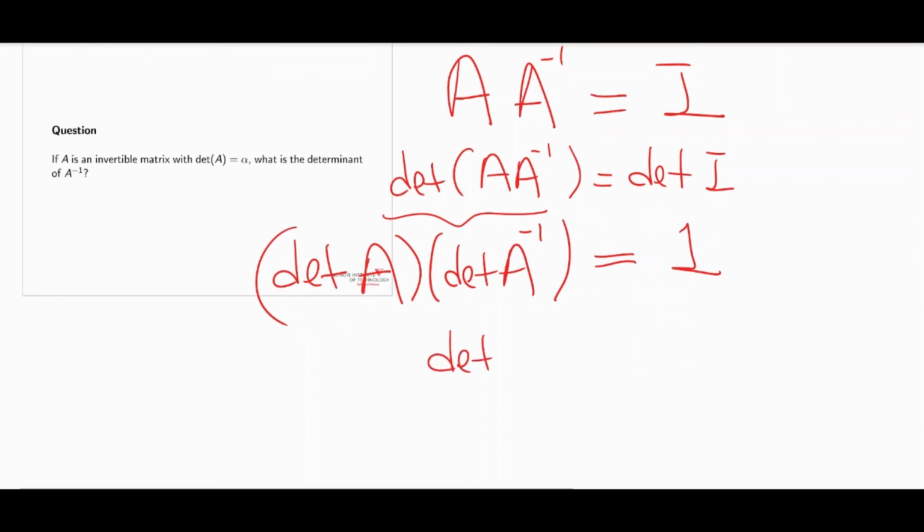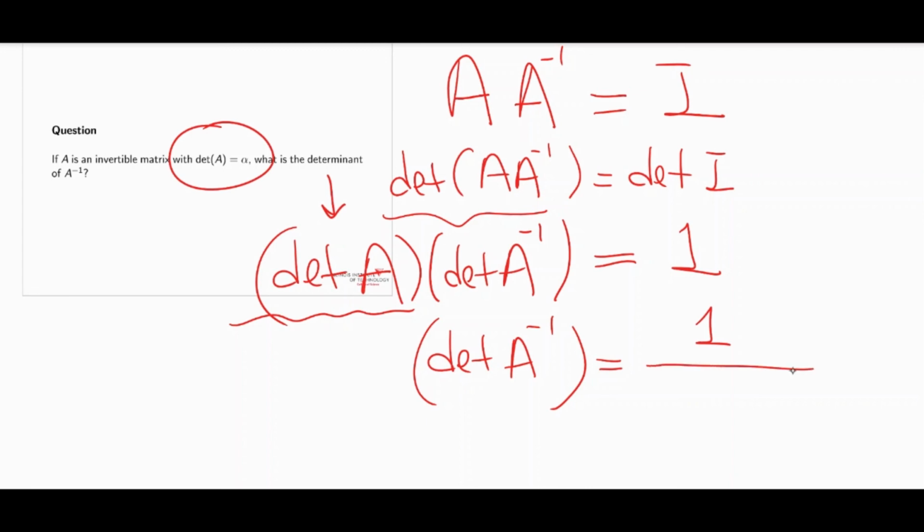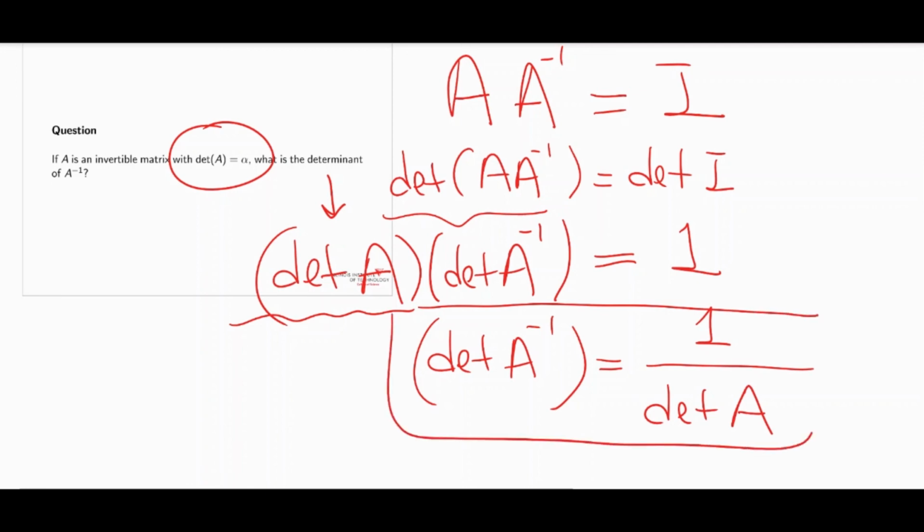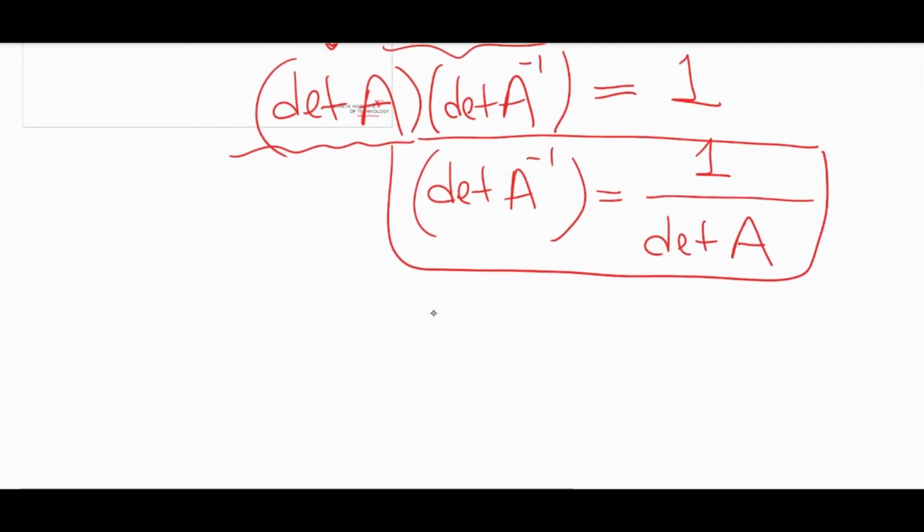So what is the determinant of A inverse? This one right here, this is what we call alpha. We know that A is invertible, so this alpha, this number here, is not 0. It's not 0, so we can divide. If it were 0, we could not divide by 0, but we can divide. So this is the determinant of A, right? So you can see that the determinant of A inverse is 1 over the determinant of A.